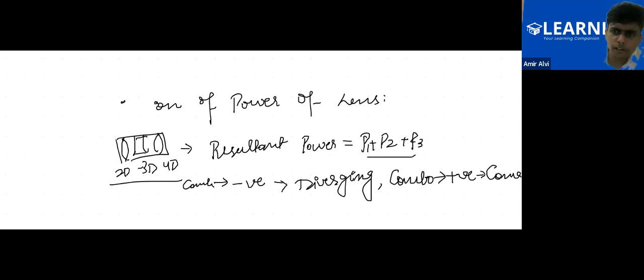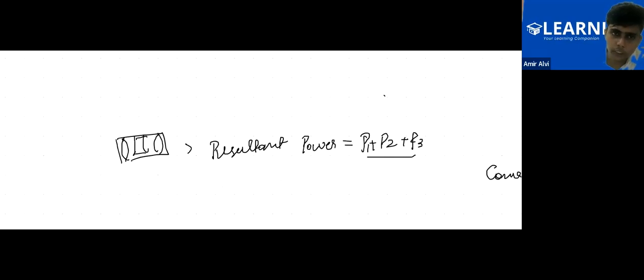Now, all these things are already there in the notes, no need to write them again and again. Because I don't have the notes right now, I have to write something on the board. One more thing: as I've told you, power is inversely proportional to focal length. So it means that the higher the focal length, the lower will be the power. Clear?